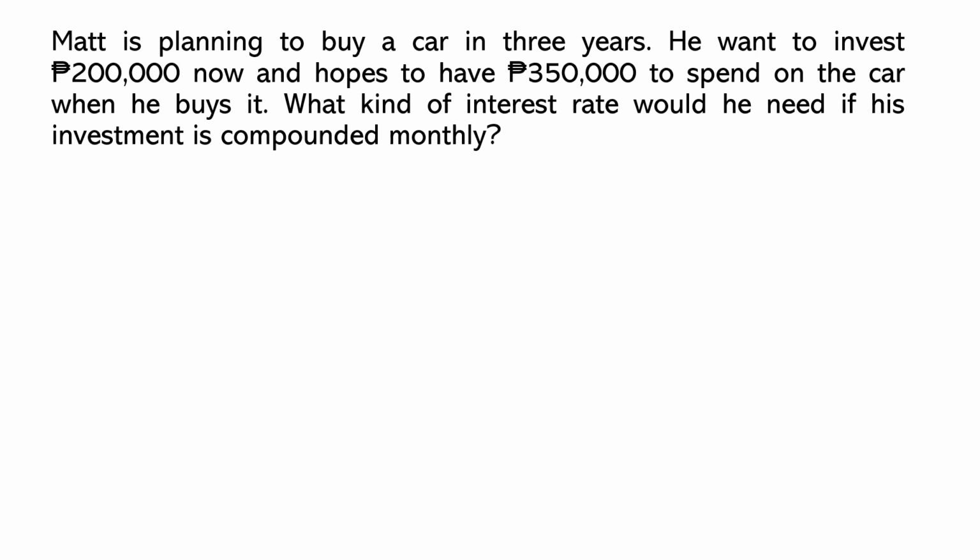So the situation is Matt wants to buy a car after 3 years, but he has only 200,000 and he wants to make it 350,000 at the end of 3 years. So it's kind of a big amount after 3 years, so it should be a very high interest rate. And what should be the interest rate, compounded monthly, to get that 350,000 at the end of 3 years?